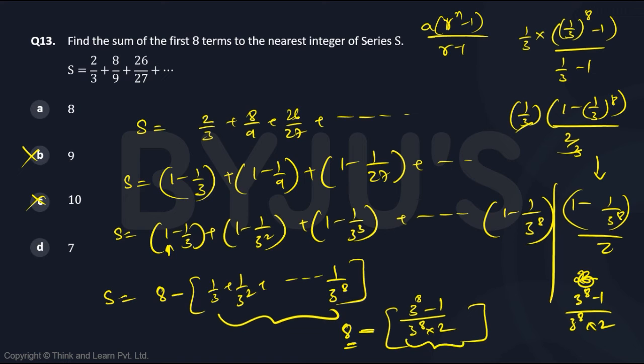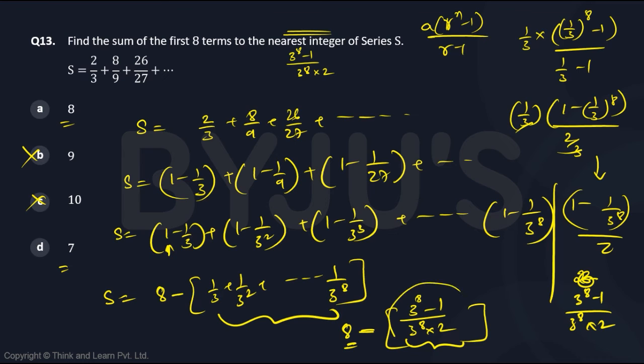What is this? If this number is very large, then it could be 7. If the number is very, very small, then it will be 8. So if you notice, your numerator is 3 power 8 minus 1 by 3 power 8, and then you are dividing it by 2 again. So here is the tricky part. The answer has to be the nearest integer. It has to be approximated to the nearest integer.